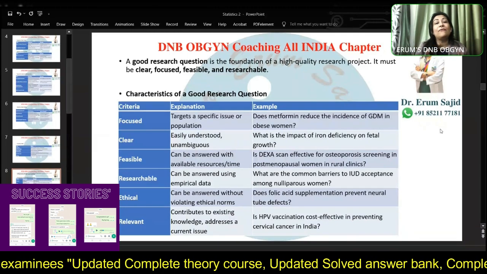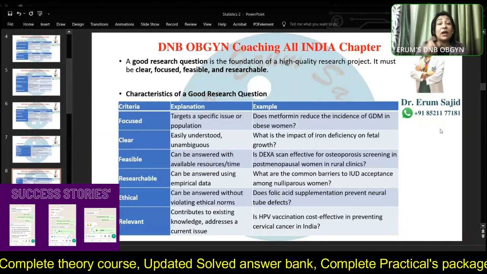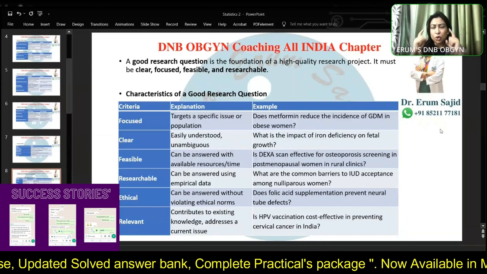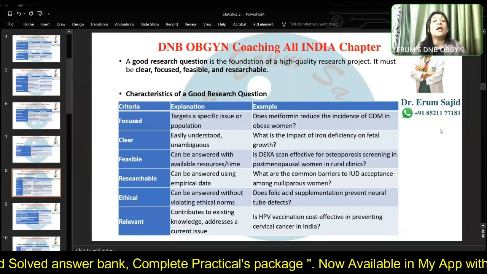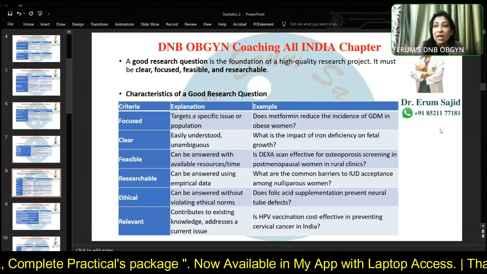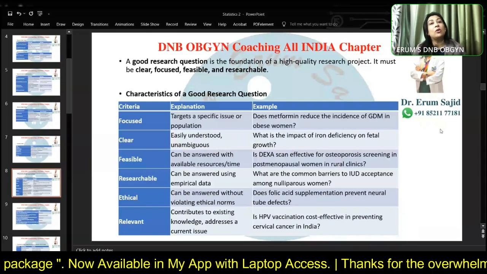So here I have a few characteristics of a good research question. First of all, it should be a very focused research question. It should target a very specific issue. You should be very clear in your mind what you are trying to prove by your research question. Otherwise, if you are ambiguous, the whole study will be ambiguous and you'll not be able to handle till the end what you were trying to prove.